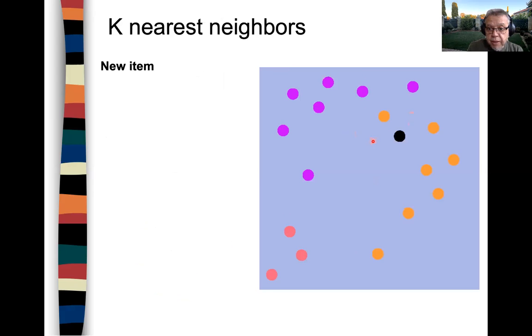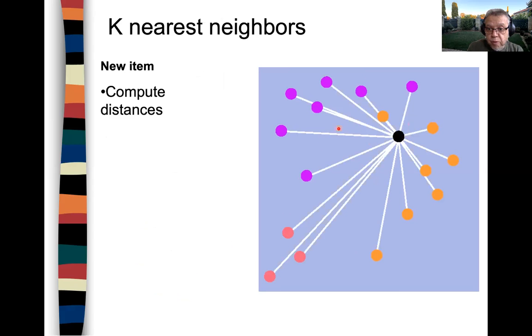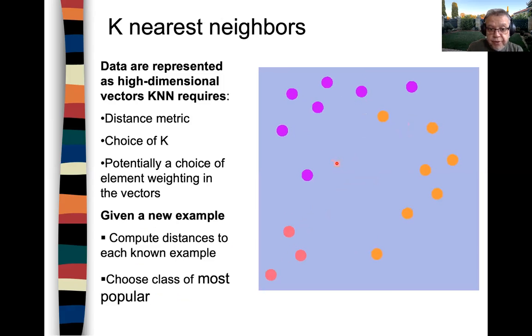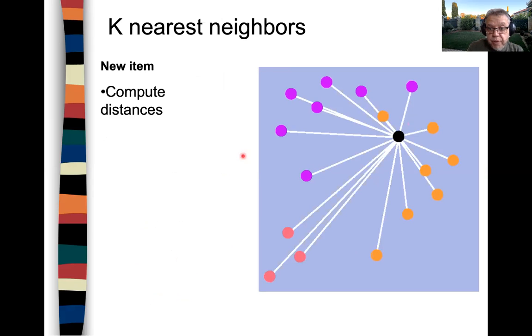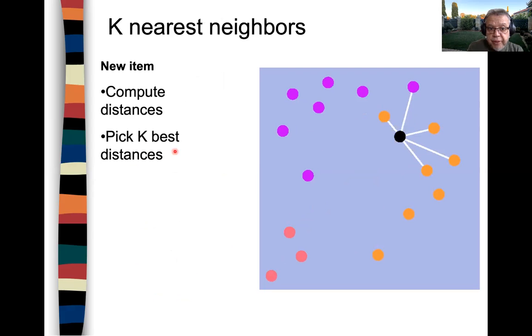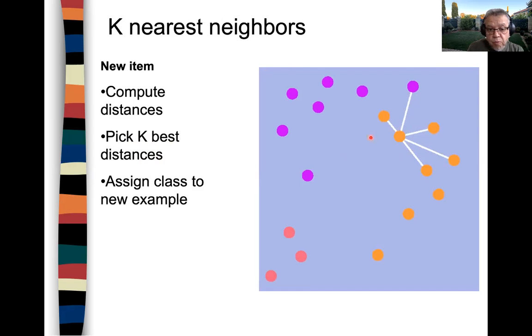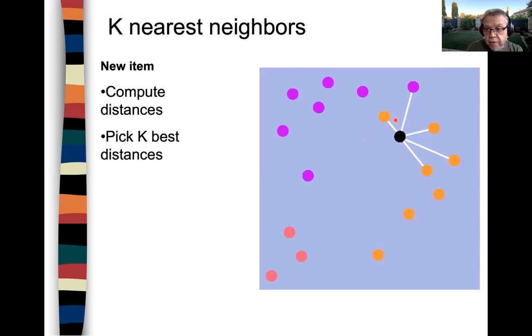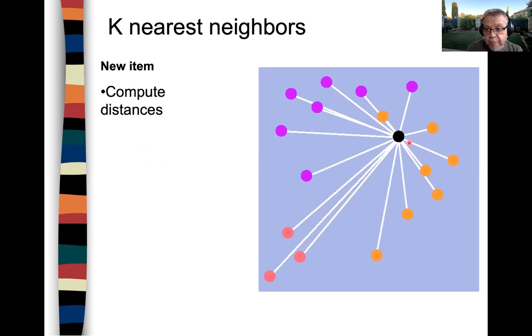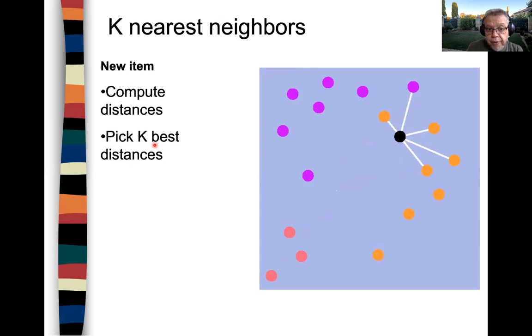So for example, this is my query, a new item. What I do is I compute the distance to all my known examples. And then I pick the K best distances. So if I'm talking about 5, in this case it's the 5 nearest neighbors. So before I had all the distances, now I pick the 5 best distances, which are these ones, right?